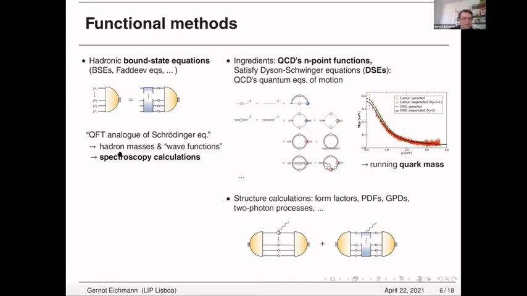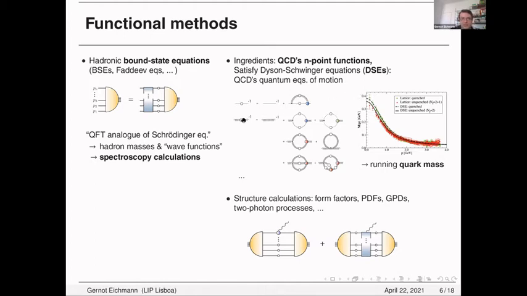So with this, we can do spectroscopy calculations. To solve these equations, we need to know what goes into the kernel, and these are QCD's n-point functions or Green functions or Schwinger functions. For example, the dressed quark propagator is what becomes of a quark if we switch on quantum loop effects, which are described by the Dyson-Schwinger equations, which are QCD's quantum equations of motion. One outcome of this is the dynamical generation of a quark mass, which interpolates between the current quark mass at large momenta and a constituent-like mass at low momenta due to dynamical chiral symmetry breaking.